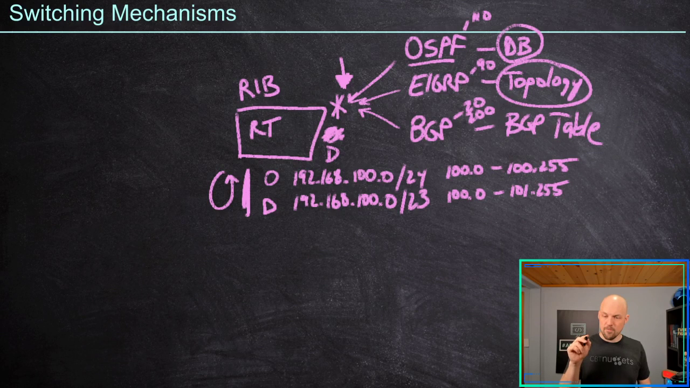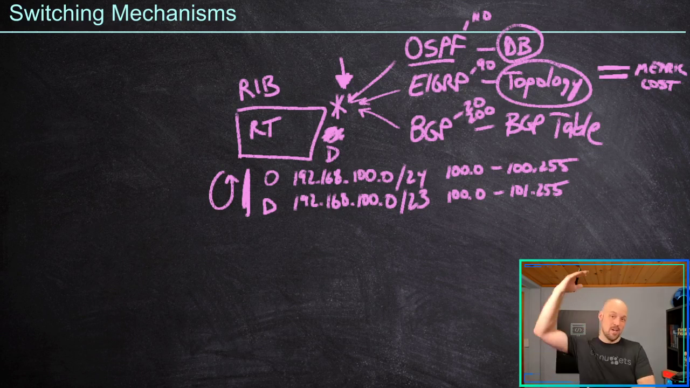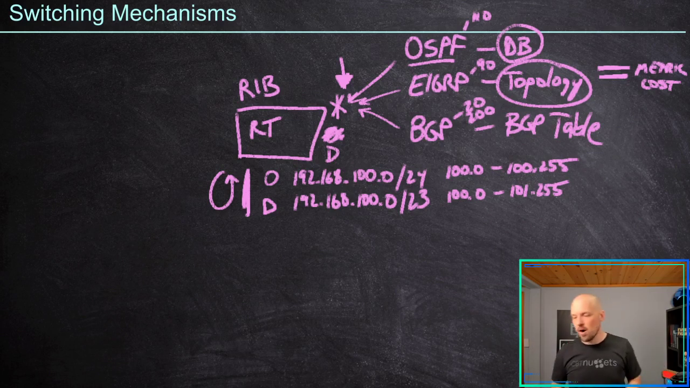Basically, if we have two different routes in the EIGRP topology table, at that point, by the way, because I haven't mentioned metric or cost yet, this is where we do metric and cost. So we're going to compare metric and we're going to compare cost. Metric is an EIGRP word. OSPF uses cost. We're going to compare our routes. BGP doesn't use metric or cost. It has its own path selection algorithm, they call it.